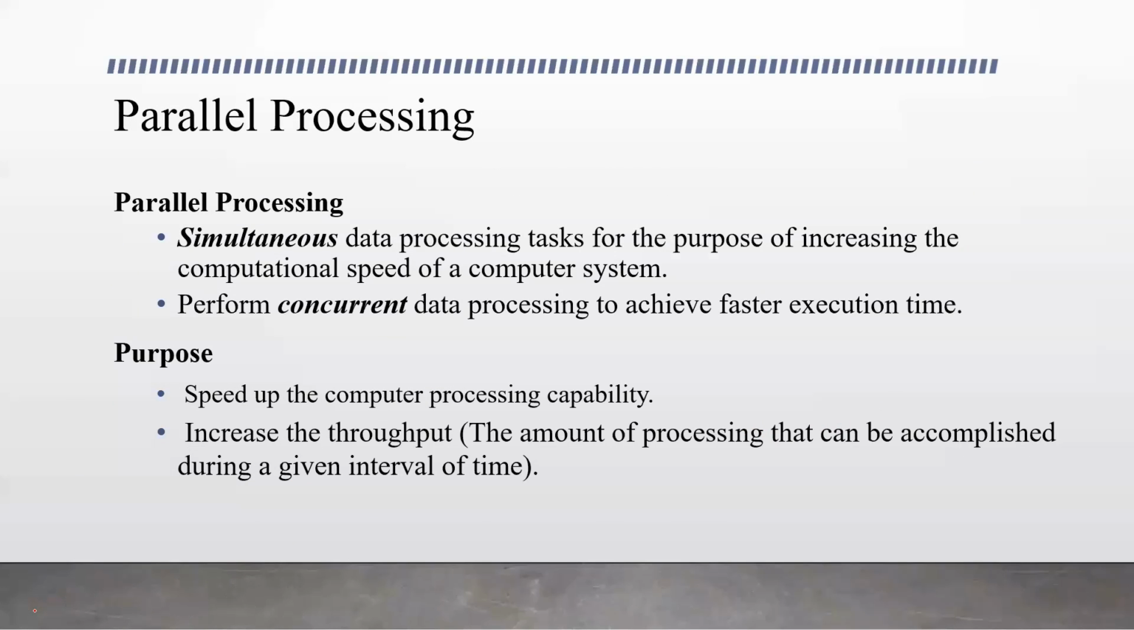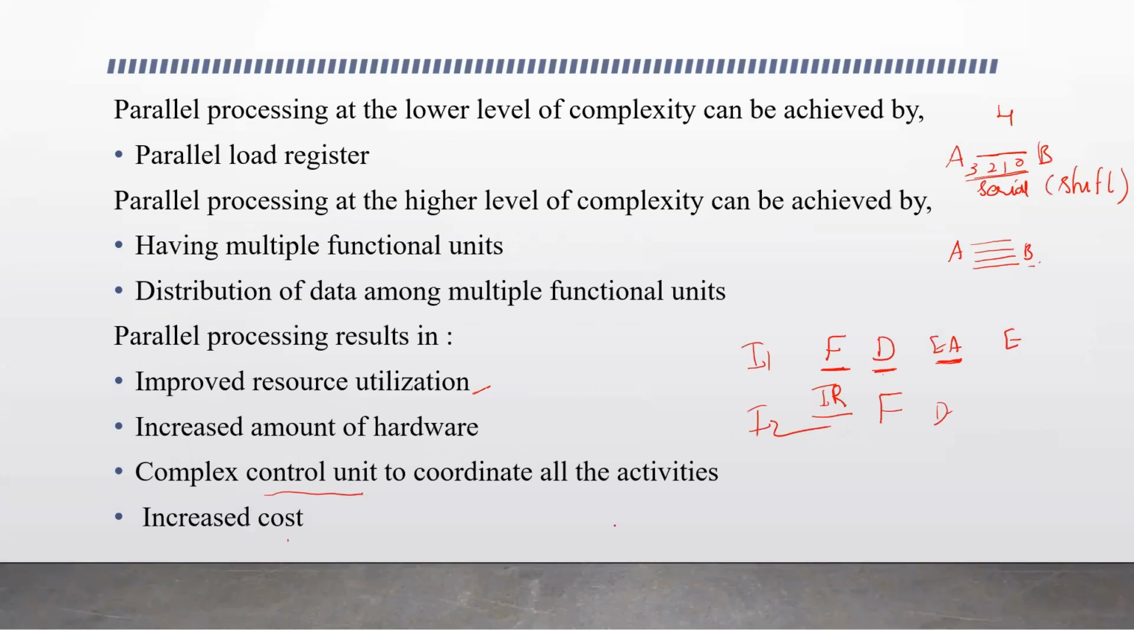Parallel processing is simultaneous data processing tasks, simultaneously performing the operations for the purpose of increasing the computational speed of a computer system. It speeds up the computer processing capability, and it increases the throughput, the amount of processing that can be accomplished during a given interval of time.